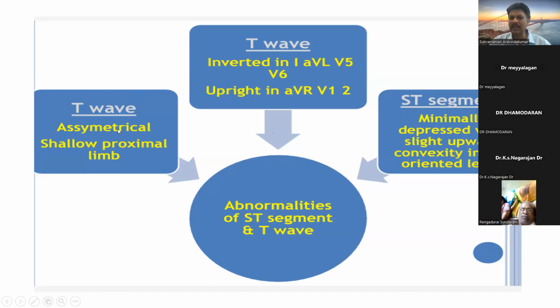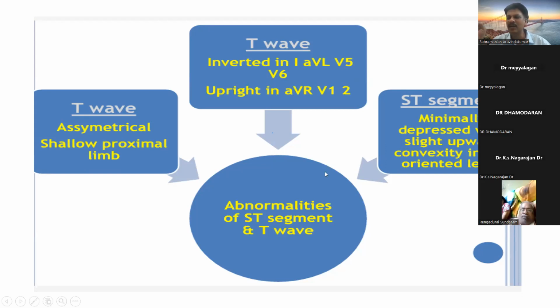Importantly, it is not symmetrical. Asymmetrical, with a shallow proximal limb. See, this is what is important. Symmetrical T wave, I always tell you, is ischemic, whereas the asymmetrical T wave is not ischemic. So it is secondary STT changes. ST segment minimally depressed, so ST segment depression with T inversion with slight upward convexity. It is not concavity, it is upward convexity. So every word is important. Upward convexity is there and it can cause secondary STT changes.